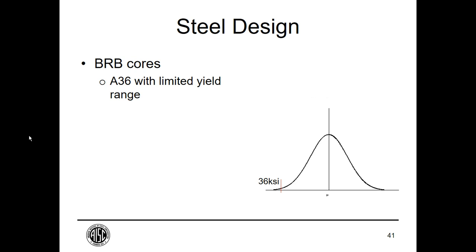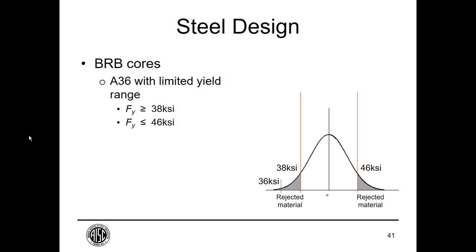So very rarely does a piece come in that doesn't meet 36 ksi, and that's, of course, rejected because it doesn't meet A36. For the buckling restrained braces, we put a larger minimum on that, 38 ksi, and we also put a maximum of 46 ksi. So you can see that there's some rejected material expected. A few pieces will come in between 36 and 38 ksi. Those do meet A36, but they aren't used because we have limited the range. And some pieces do come in above 46 ksi, and they are not used for the yielding core of the buckling restrained brace because we've specified a maximum of 46.